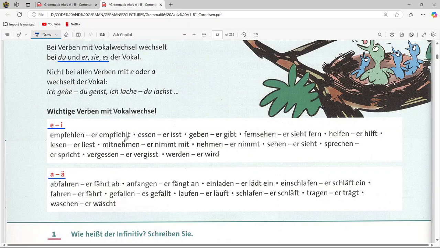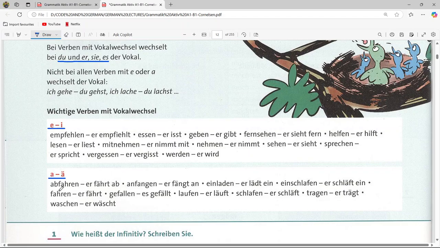Mitnehmen, this nehmen verb is changed to nimmt. Again it is shown, nehmen verb is changed to nimmt. Sehen changes to sieht. Sprechen changes to spricht, like from e to i. Sprechen means to speak, sehen means to see, nehmen means to take. Vergessen, vergisst, so vergessen means to forget. Okay, so werden, wird.